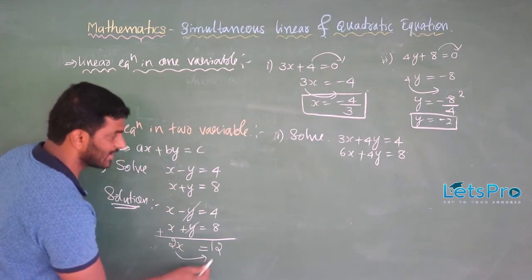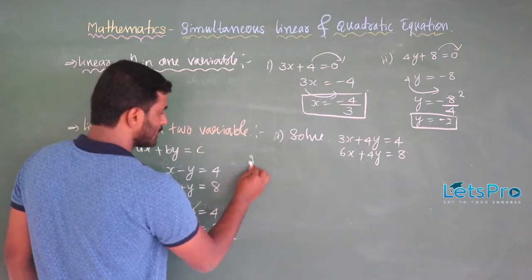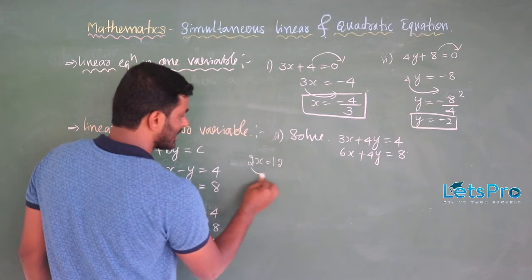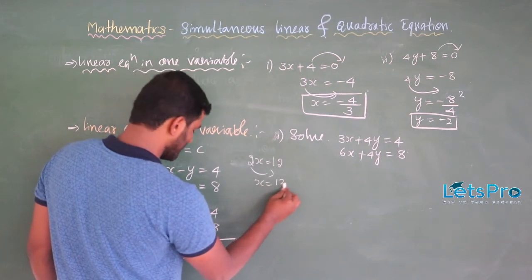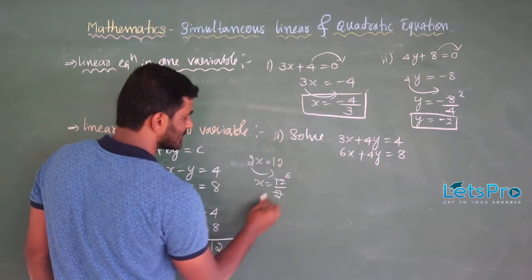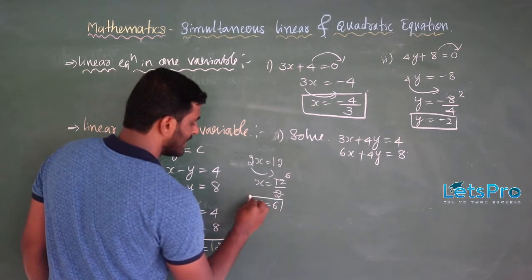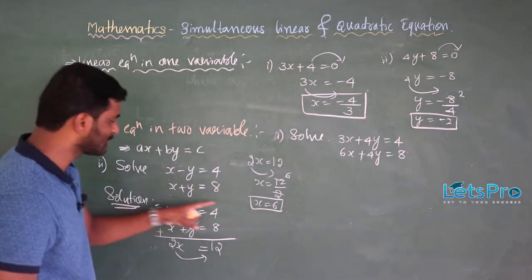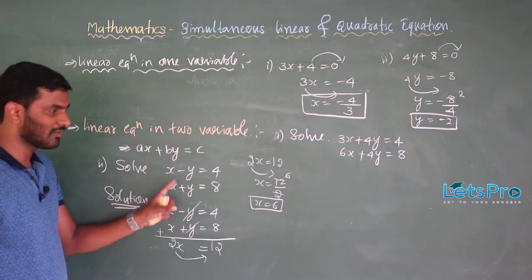Take the 2 to the right side. Hence, 2x is equal to 12. Take the 2 to the right side, x is equal to 12 divided by 2. So 2 sixes are 12. Hence the x value is what? 6. If the x value is 6, you just substitute it into either equation 1 or 2.